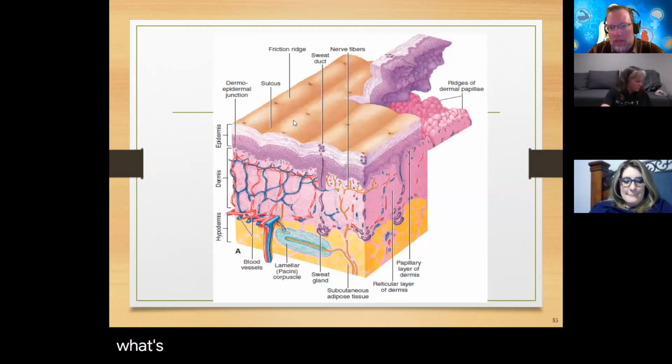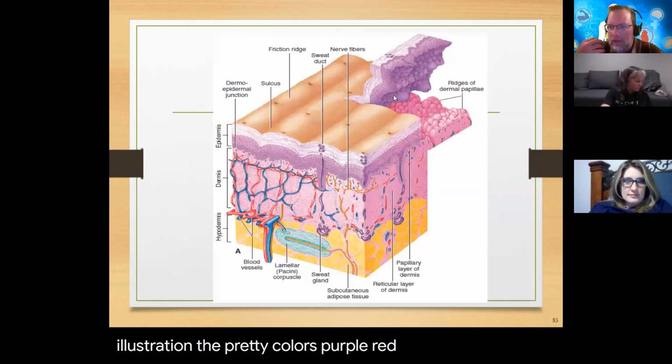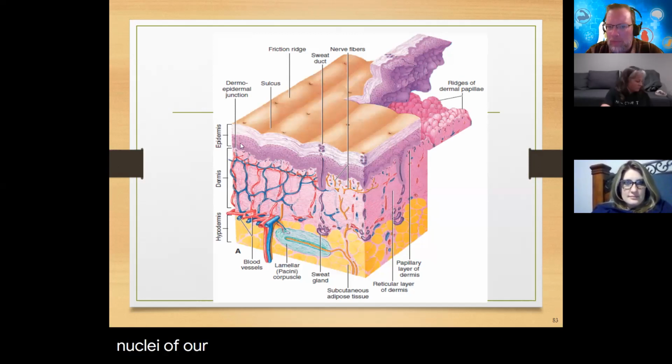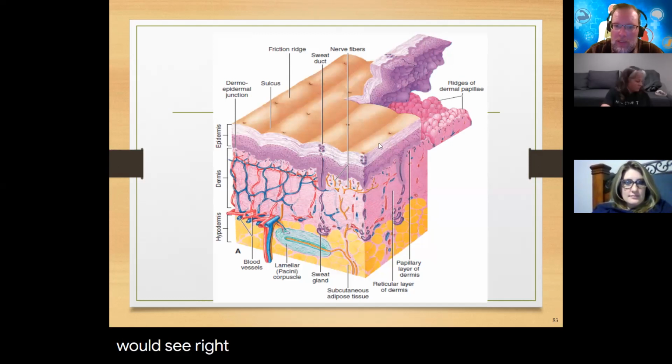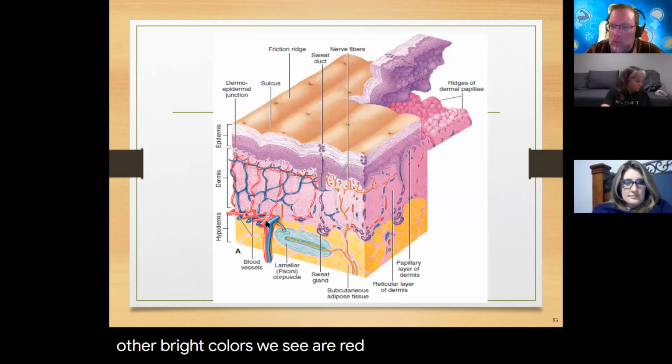So here's a thick skin diagrammatic illustration. The pretty colors: purple represents the dye of the nuclei of our cells. That's why it's so purple. Remember, if you see a lot of purple, it means there's a lot of cells densely compacted. And that's what we would see with the epidermis, stratified squamous. The other bright colors we see are reds and yellows and blues.